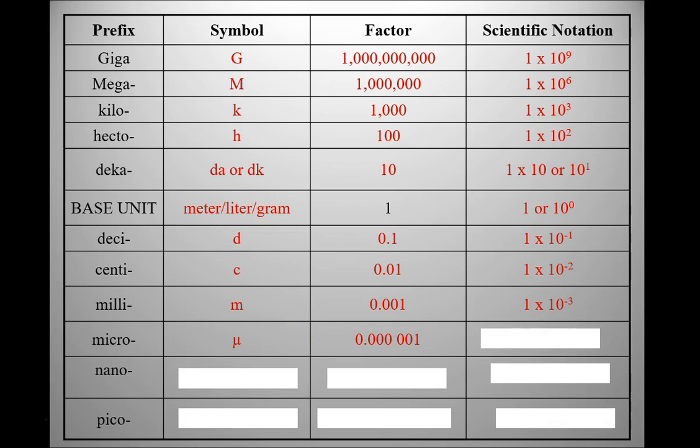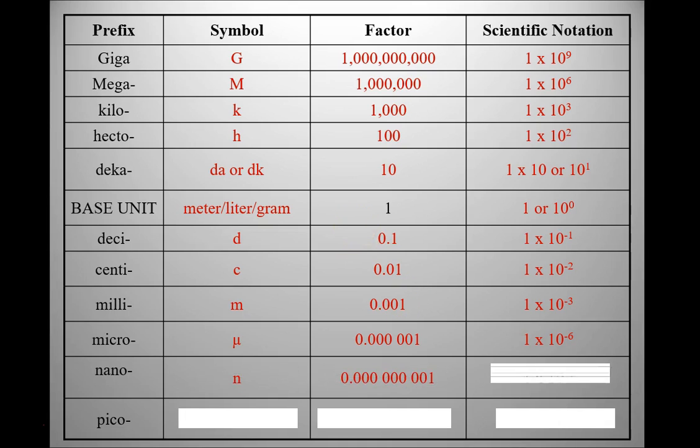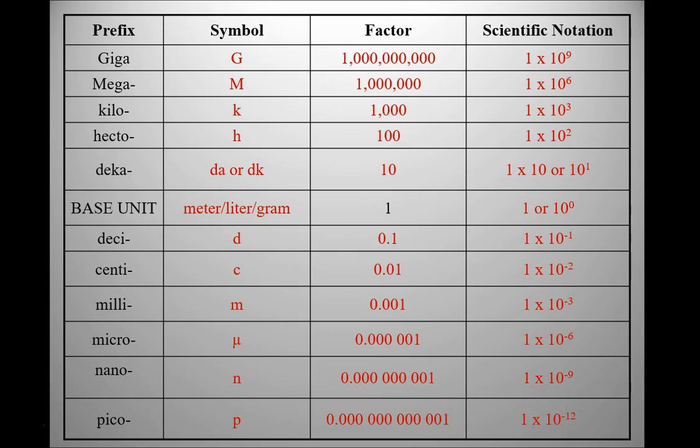All right, you're talking about 1 times 10 to the minus 6. Nano is getting even smaller. That's 1 times 10 to the minus 12th. And then you have pico. I'm sorry, nano. I gave the wrong exponent there for nano. Nano is 1 times 10 to the minus 9th. Pico is 1 times 10 to the negative 12th.